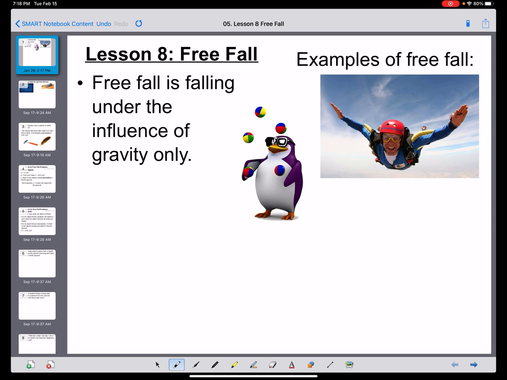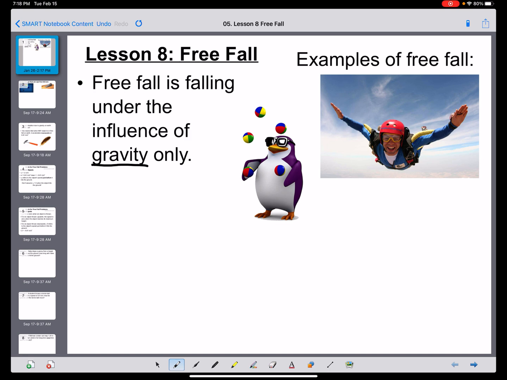All right, lesson 8, free fall. Free fall is when you have a falling object and that object is only being affected by the force of gravity. That means as the object falls, there are no other forces. For example, there's no friction from the air, which we call air resistance. Here are some examples of free fall.